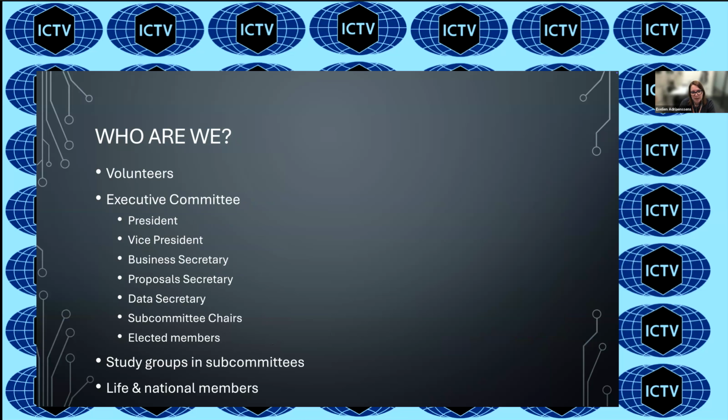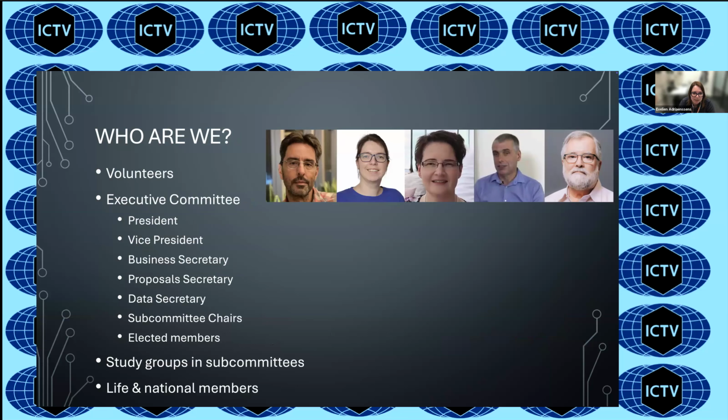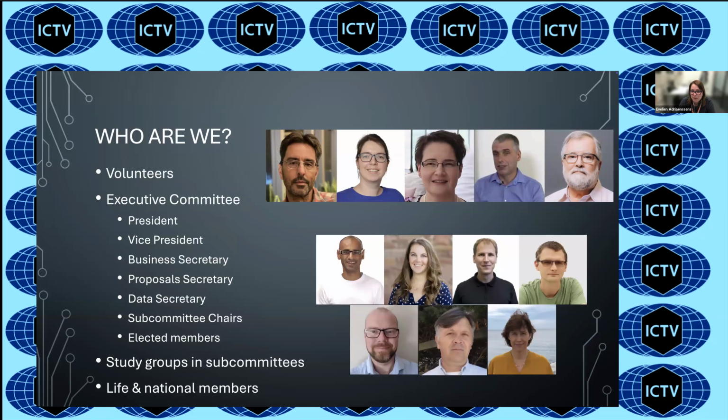We are managed by an executive committee consisting of the president, vice president, business secretary, proposal secretary, and data secretary, who are the officers. Then in this executive committee, we have the subcommittee chairs who are in charge of their subcommittees that are doing the specific remits of the viruses, like the animal double-stranded DNA and retroviruses, the bacterial viruses, the archaeal viruses, the plant viruses, and so forth. There are currently 7 subcommittees, which each have their chairs, and those chairs are members of the executive committee. And then we have a number of elected members that are part of the executive committee. Most of these positions go by 3-year terms.